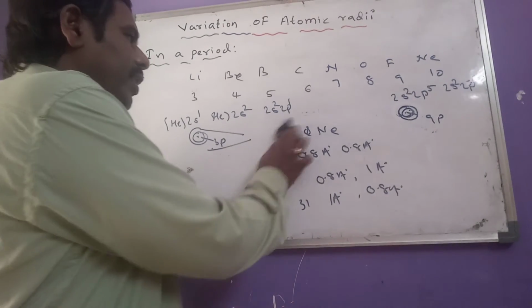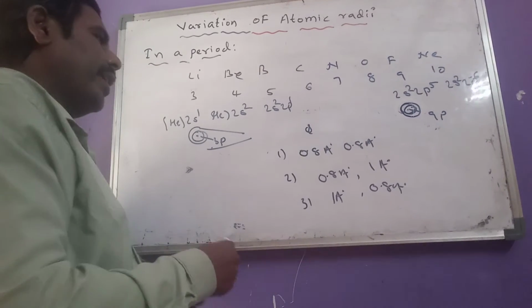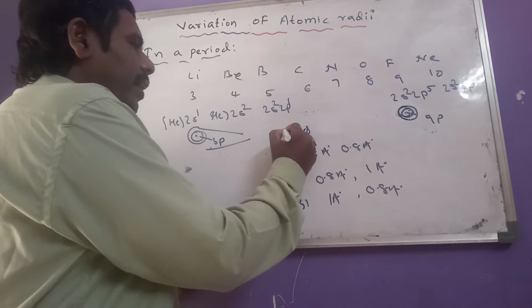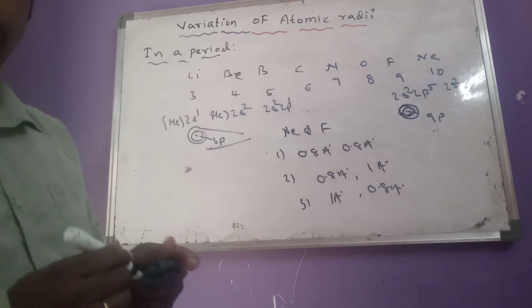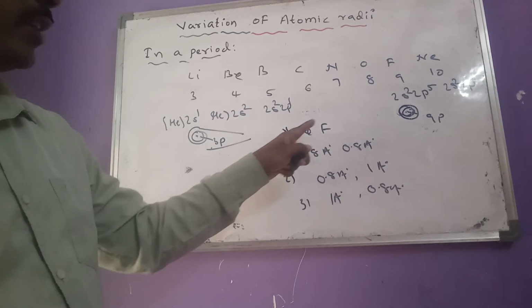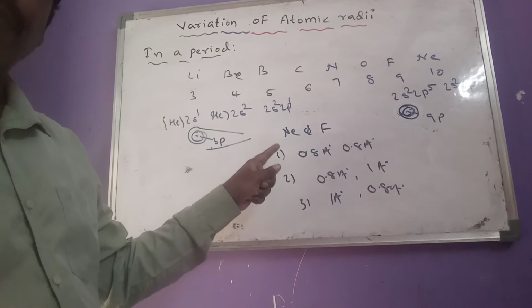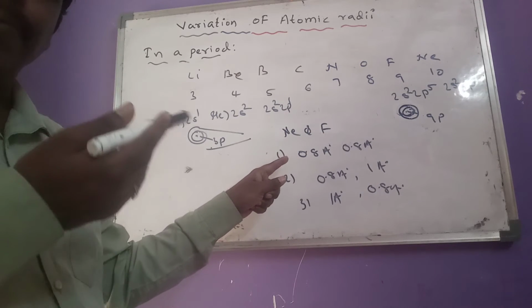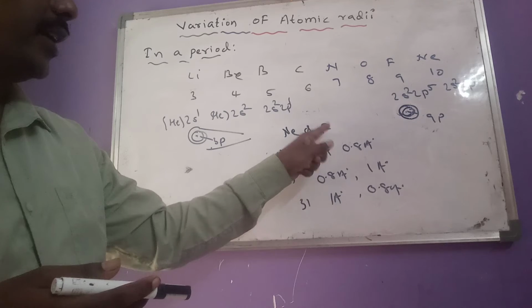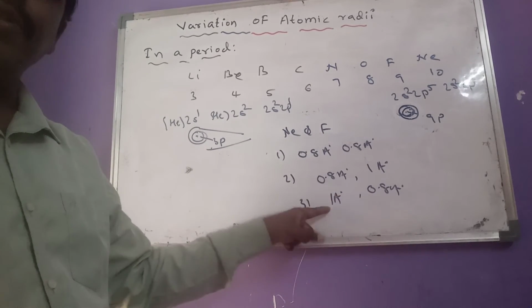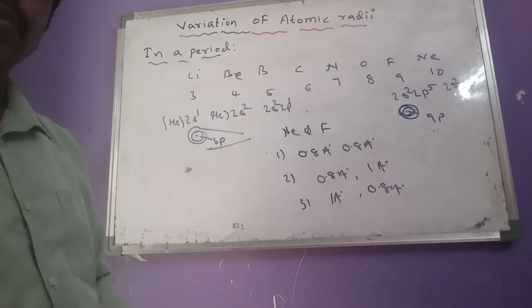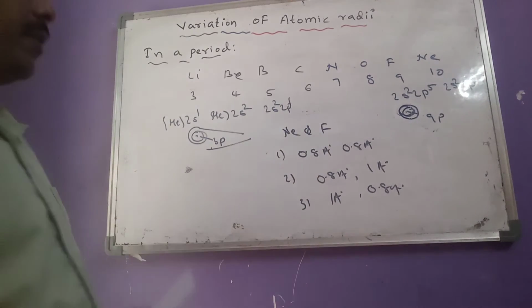For example, if the same question is given as: what are the atomic radii of neon and fluorine in the options given below? Now neon is given first, then fluorine. That means the first atomic radius should be larger than the second. Therefore, the correct option is now the third option. Like that we have to answer such questions.